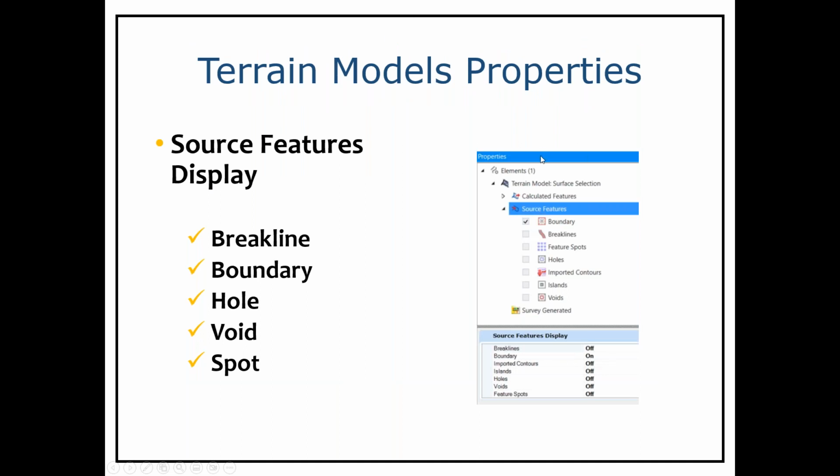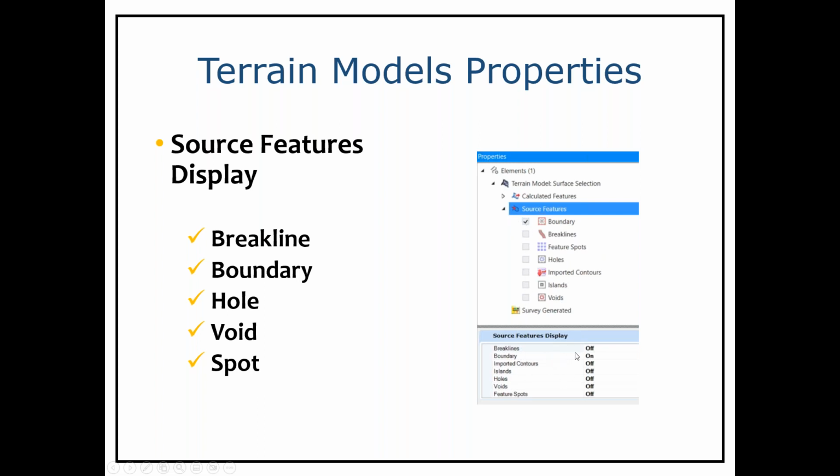Terrain model properties. Once you've created that terrain model and you select it, you can go over to properties and look at it, and you will see what's in it. In this case we have a boundary, break lines, spot shots, holes, imported contours is a possibility, and of course you have islands and voids. Selecting these will show if they're in there.